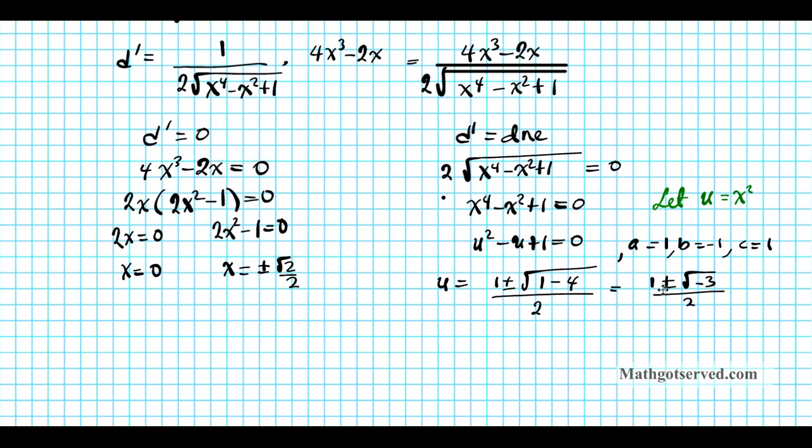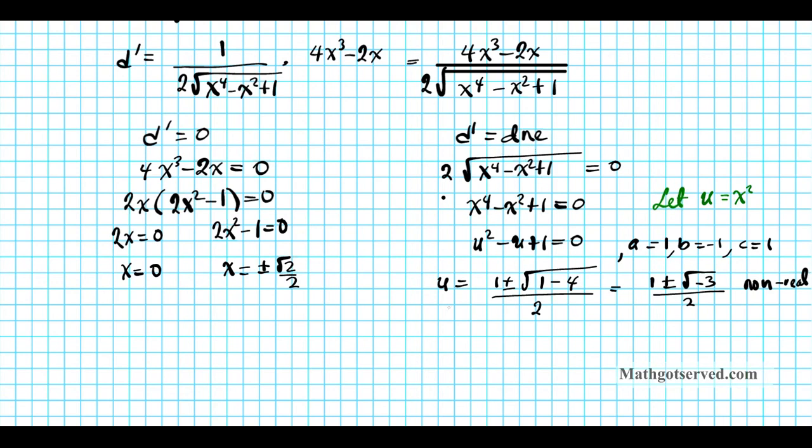Now if you examine this term right here, the radical component, you notice it is negative. So our solutions here are going to be non-real. Okay? They're not real solutions, not points we can graph on the graph. Alright, so you know what that means? There are no real values of x that satisfy the non-existence of the derivative.